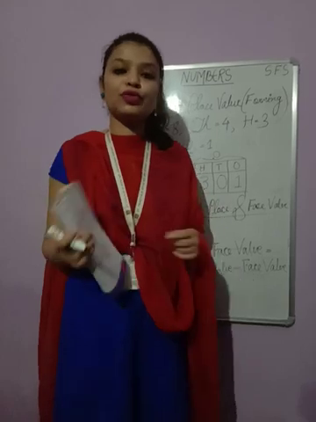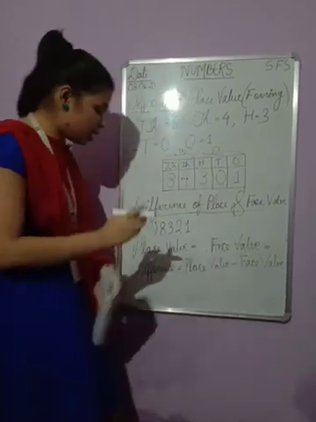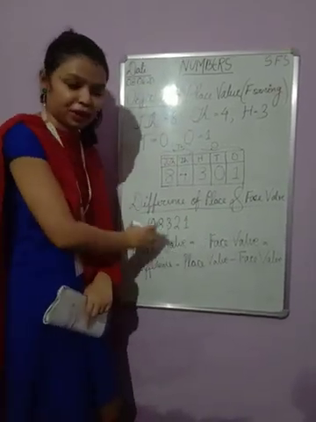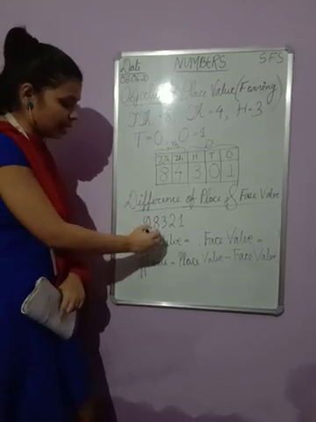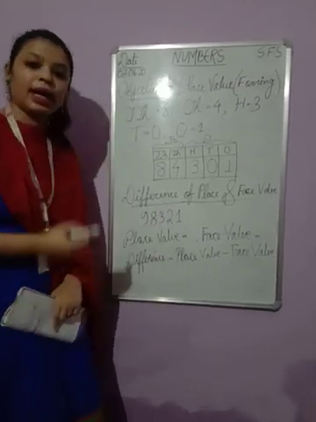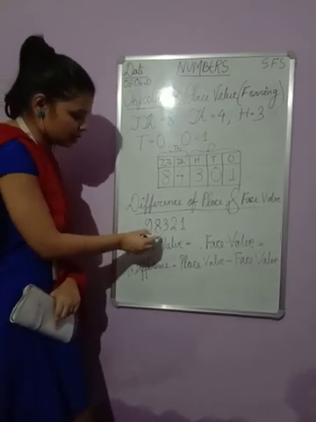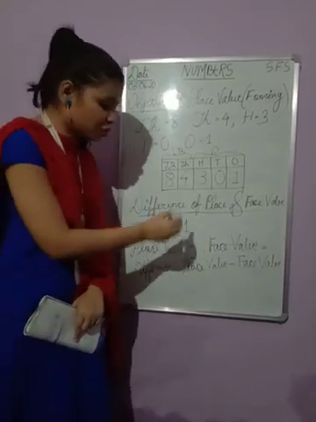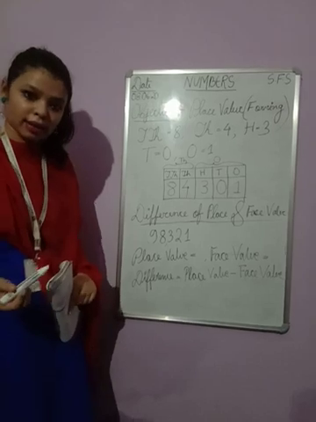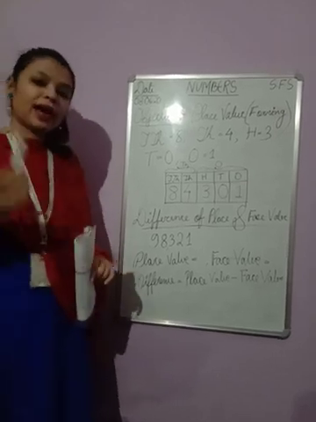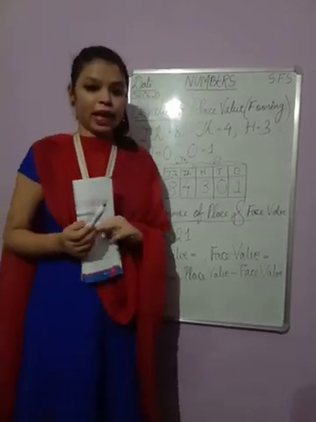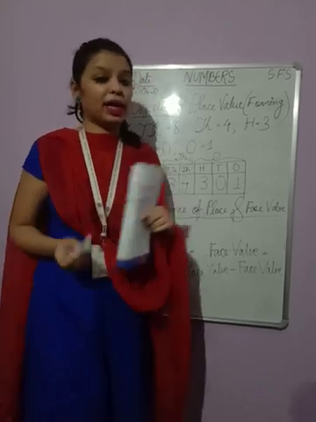Alright, so how to find a difference? Alright, so I am taking a random number here. This is 98321, and how do you pronounce that? So I put a comma here. It is 98,321. Alright, now if I ask any number you can pick up and find a difference.